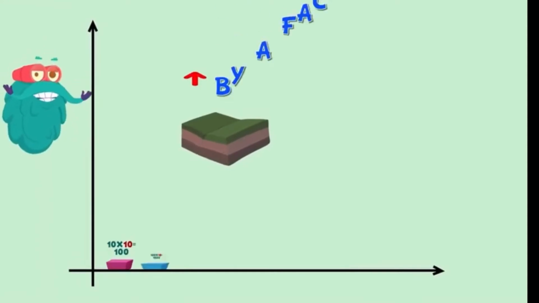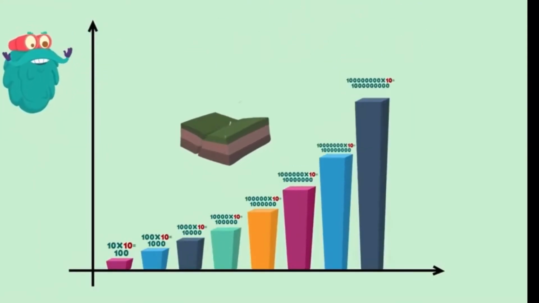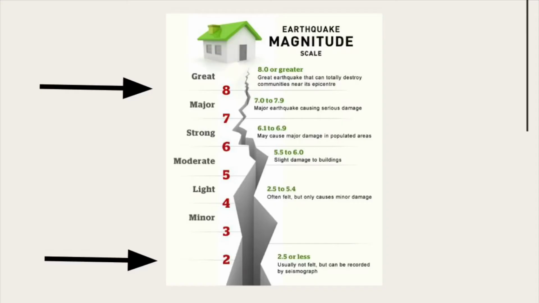It is a logarithmic scale based on the amplitude of waves recorded by a seismograph. The lower the magnitude level, the lighter the earthquake is, and the higher the magnitude level, the stronger the earthquake.